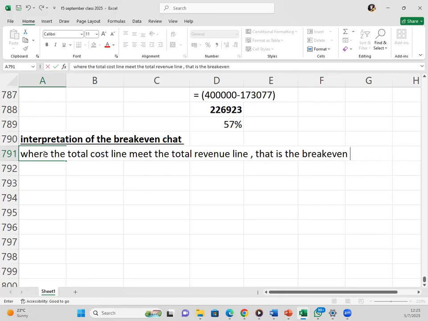In the exam, they can't say draw that but they can require you to interpret, maybe identify which point is the break-even. So the break-even point is where the total cost line meets up with the total revenue line. Then also another thing to take note of, the fixed cost will be a straight line.